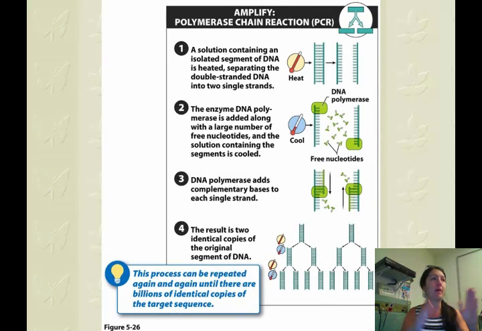And so we go from one strand of DNA to two strands of DNA to four strands of DNA to 8 strands of DNA, and so on until we have hundreds of millions of strands of DNA, and they're all identical. And it can be repeated over and over again until there is a billion identical copies of the target sequence.